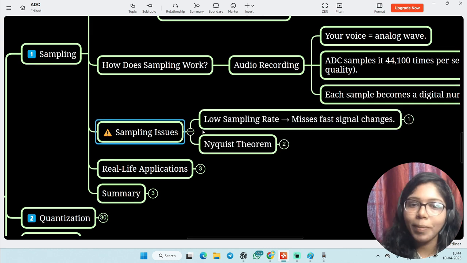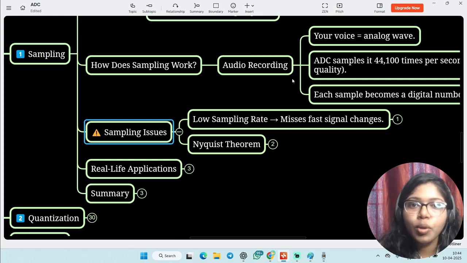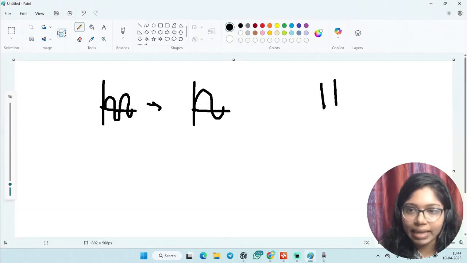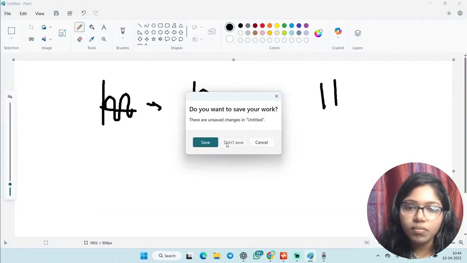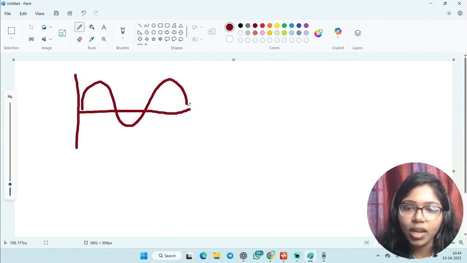So what are the sampling issues you may get? When you have a low sampling rate, you might miss a lot of signals. You might miss the fast signals. For example, I can take the example from here itself. I'll just show you that. So this is my analog data, this is my exact analog data.